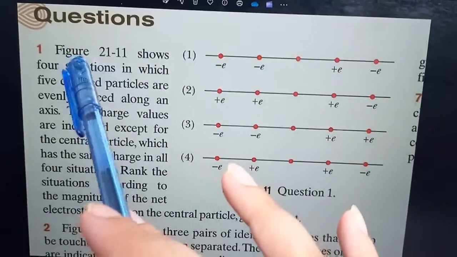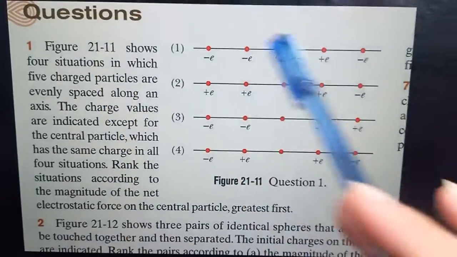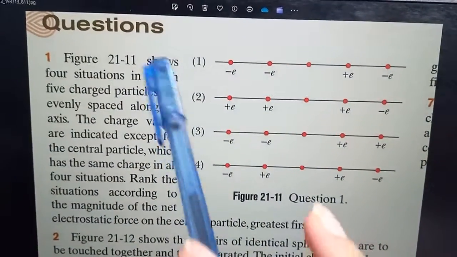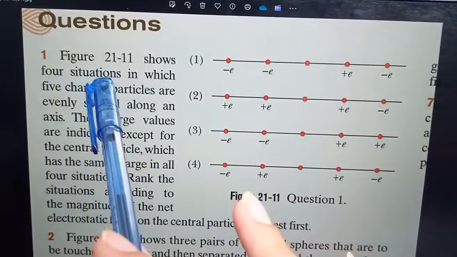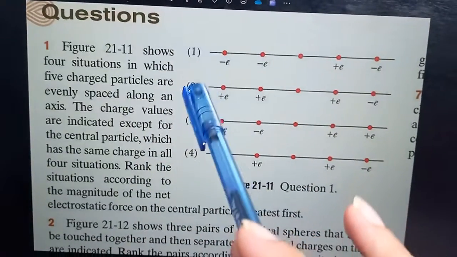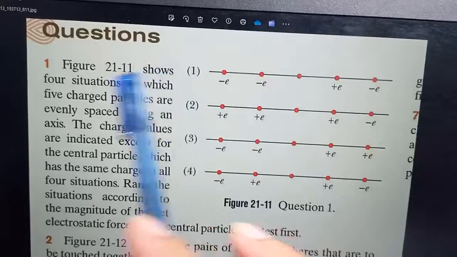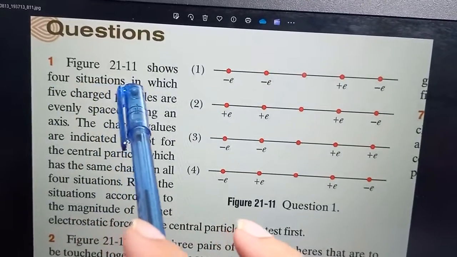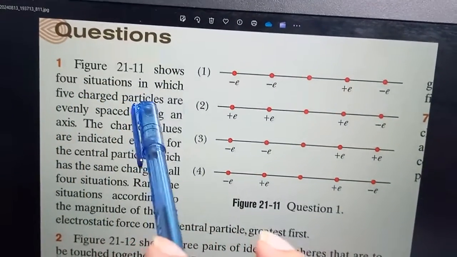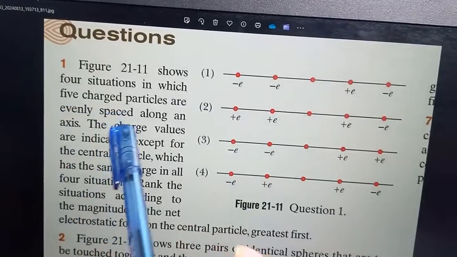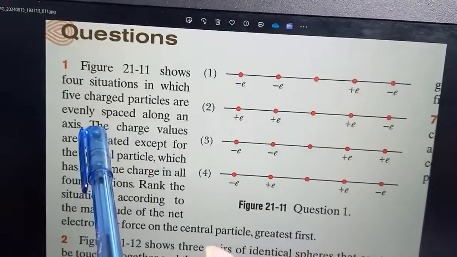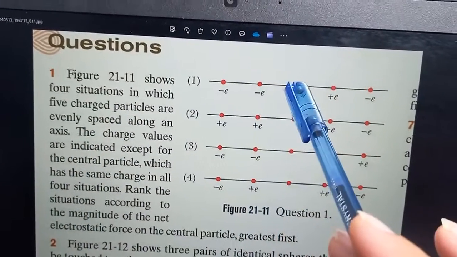The problem statement says figure 21.11, which is actually this figure. This figure shows 4 situations. As you can see, it's 1, 2, 3 and 4 different situations. The figure shows 4 situations in which 5 charged particles are evenly spaced along an axis. There are 5 charged particles in each case.